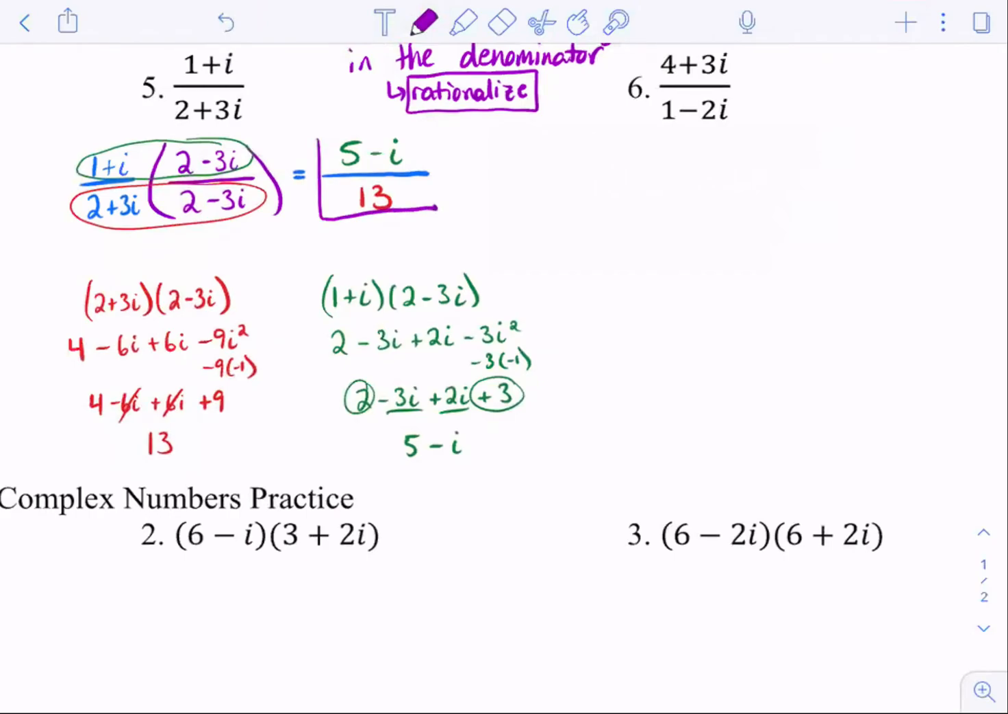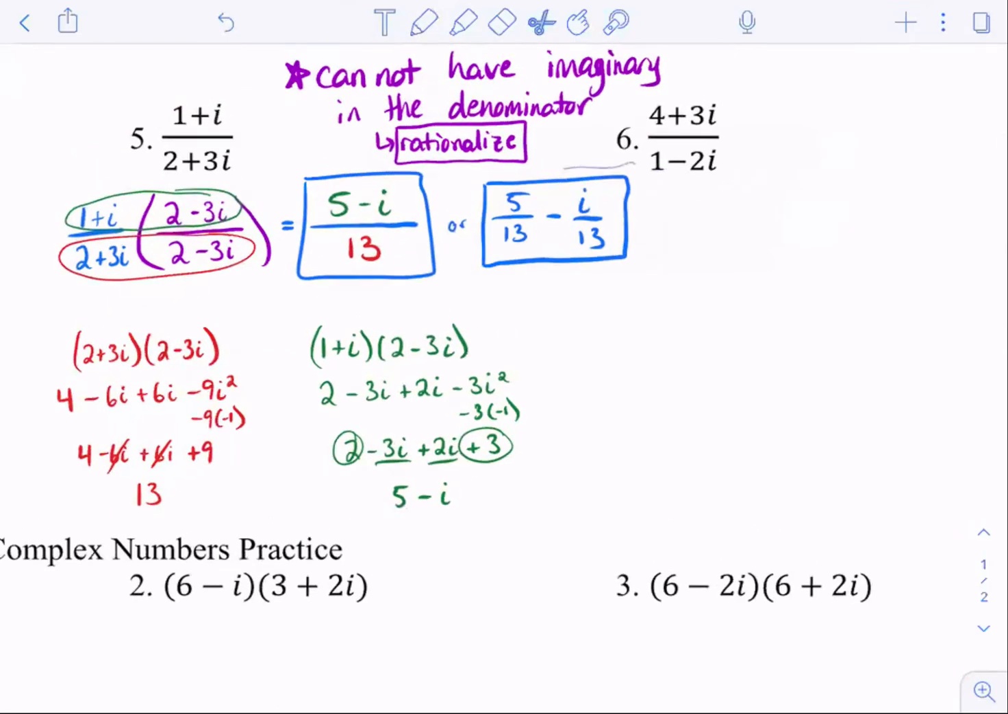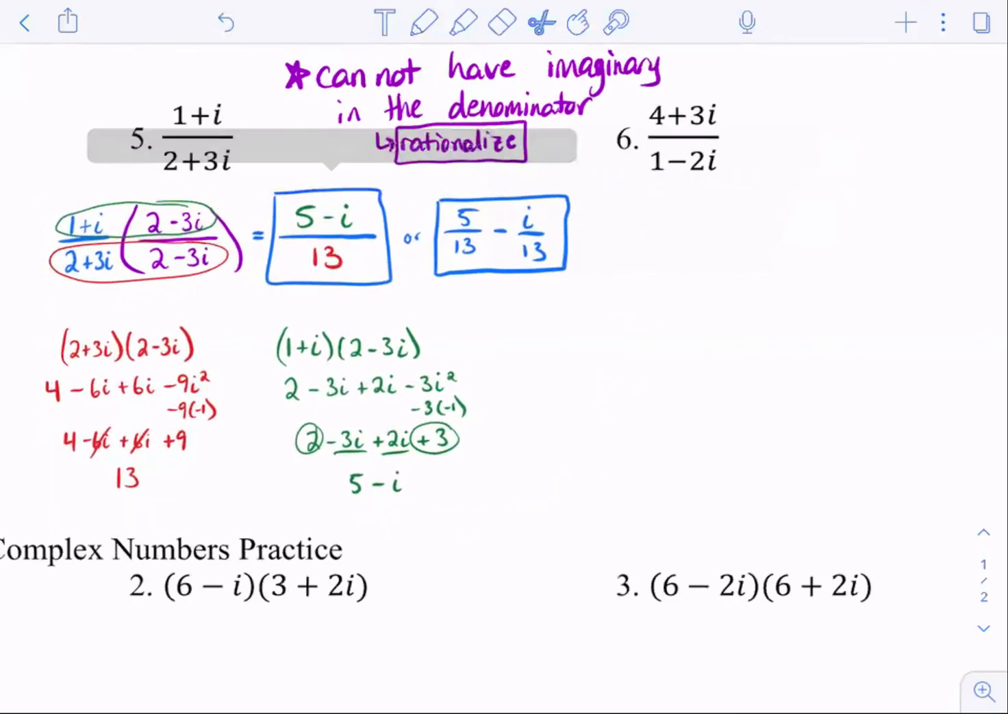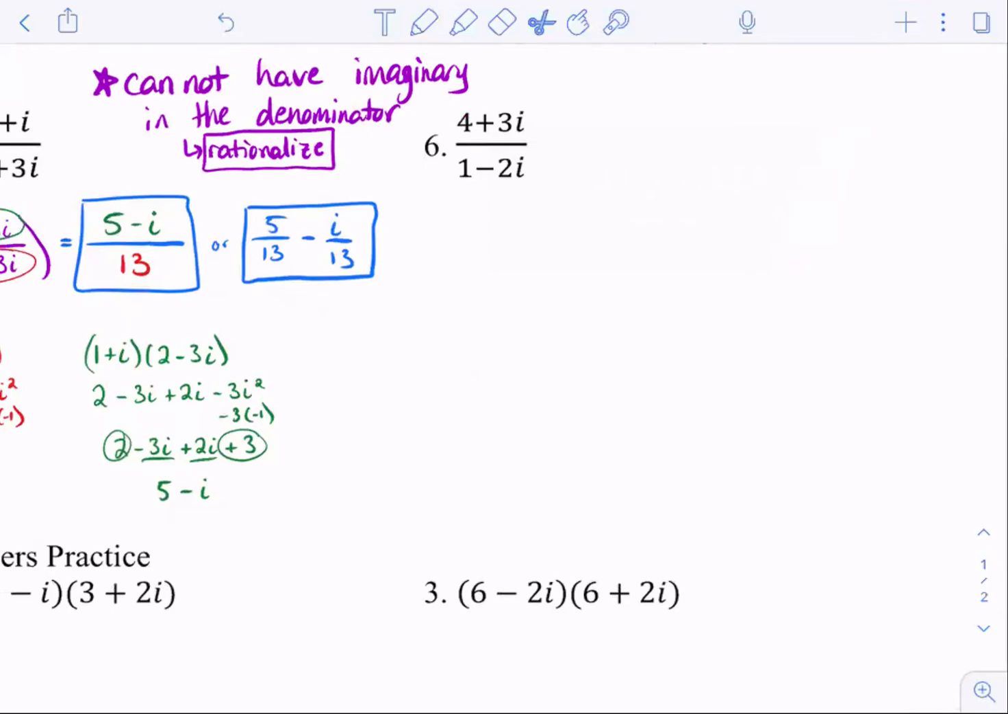So you could either leave it like this, or some people like to split it because they like to try and simplify it. So 5 over 13 minus i over 13. So either answer is a correct answer. But that is how you rationalize the denominator. That's how you get rid of an imaginary number from the denominator. And I'll do one more problem with you, and then you're going to try the practice problems.